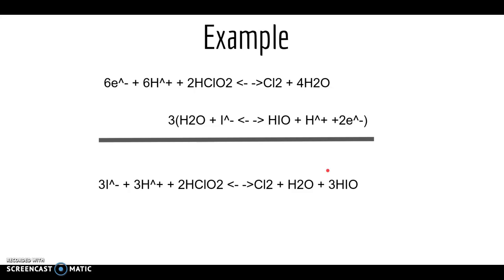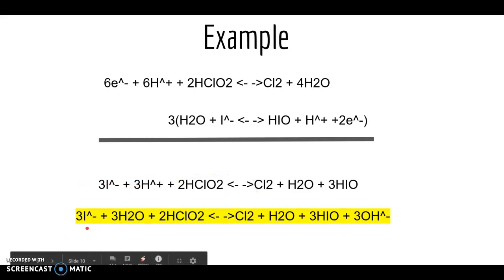However, this is a basic solution, so we must now cancel out the H plus by adding 3OH to both sides of the equation. And that turns our equation into 3I plus 3H2O plus 2HClO2 turns into Cl2 plus H2O plus 3HIO plus 3OH.